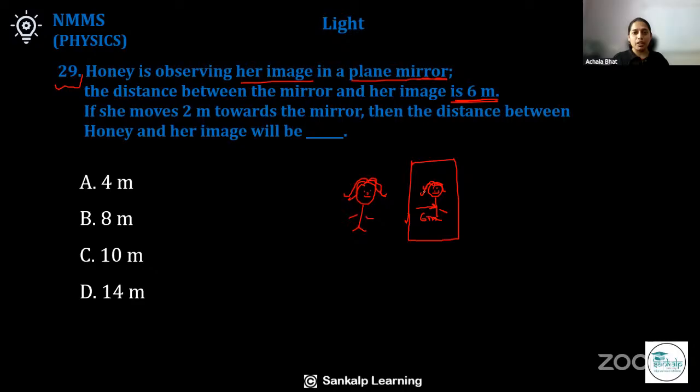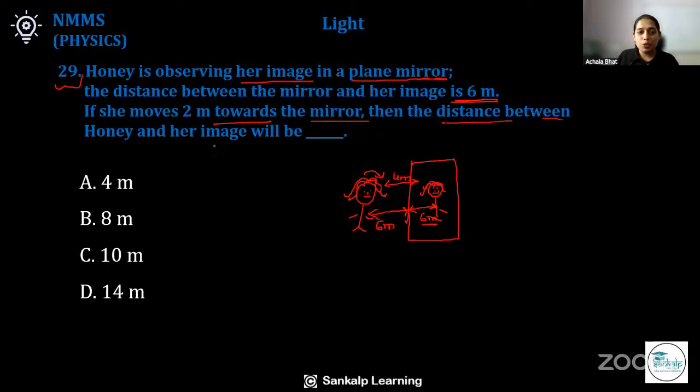See, in a plane mirror, object distance is equal to image distance. Since the image distance is 6 meter, what is the object distance? This is also 6 meter. Correct. If she moves 2 meter towards the mirror, now she is at a distance of 4 meter from the mirror.